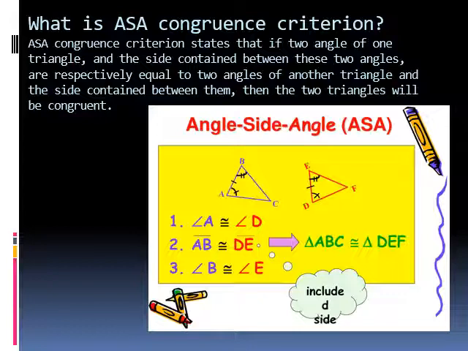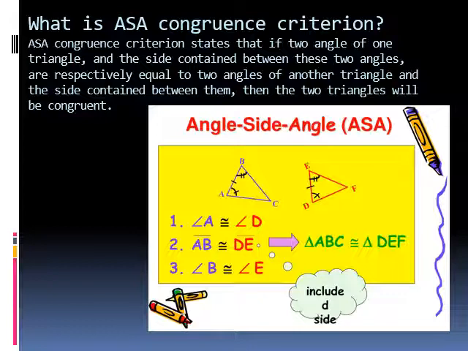The side which you can see in the figure is a special side, the included side. This is very important: the side which you choose has to be an included side between both the angles. Then only can I apply the ASA criteria. So now that we have understood the meaning of the congruence criteria, we will move on to the proof of ASA.